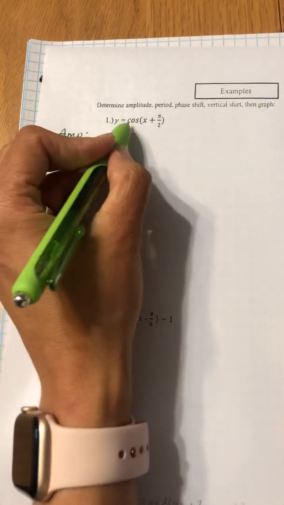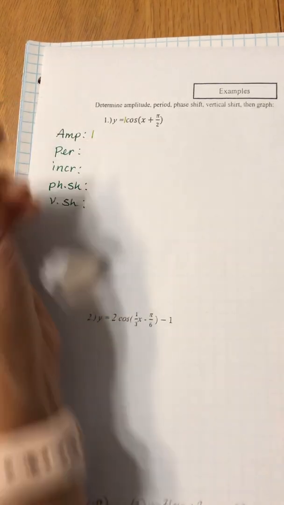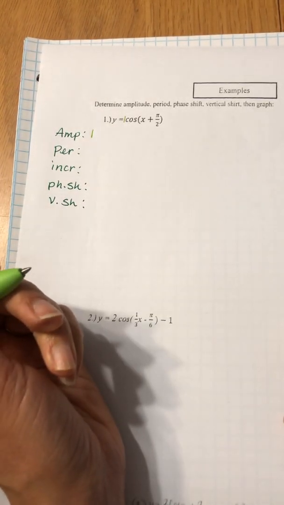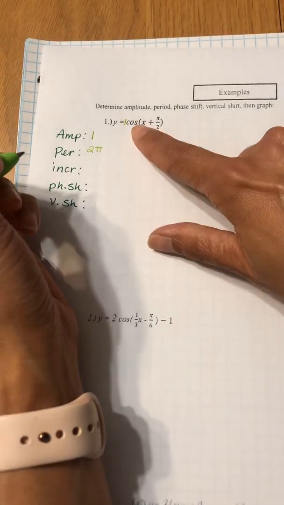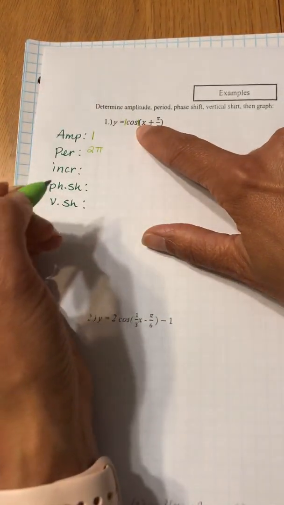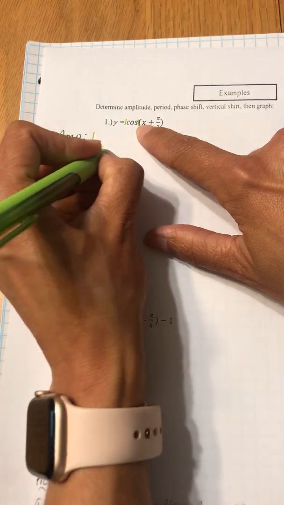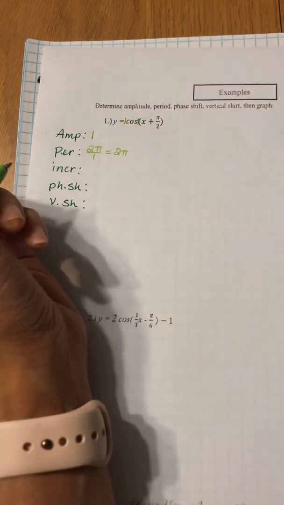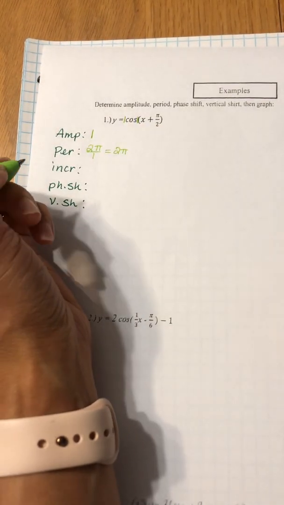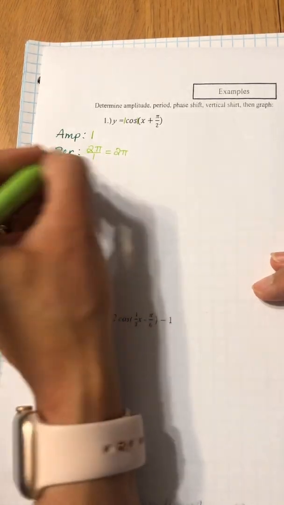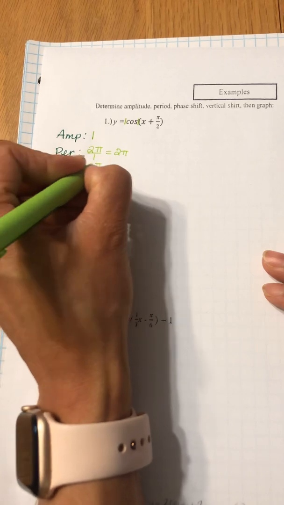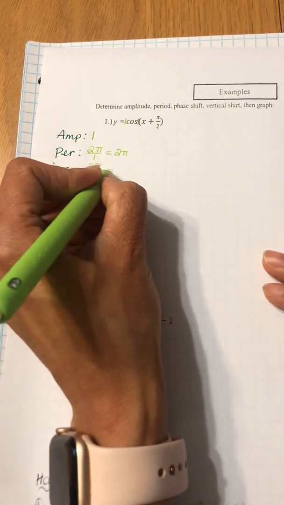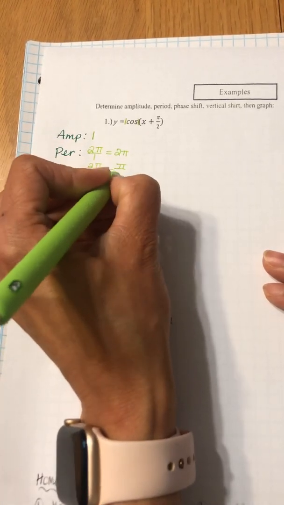Well, in this case, there's no number in front of cosine, so that means that the amplitude is a 1. The period is where you take 2 pi and you divide it by b. The b value is also a 1. So 2 pi over 1 is just 2 pi. So there's our period. We get the increments by taking 2 pi, the period, and dividing by 4. And when we reduce that, we get pi over 2.